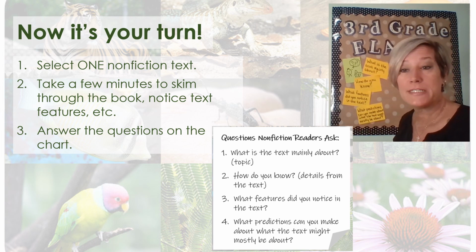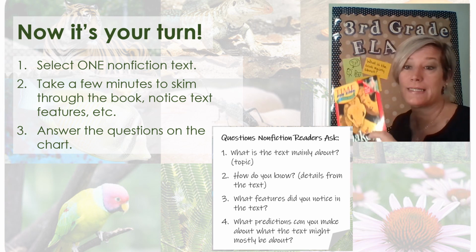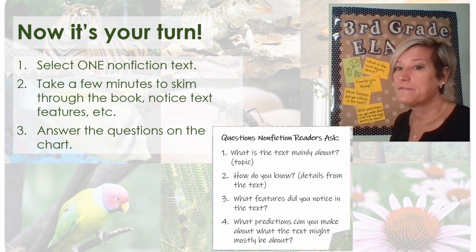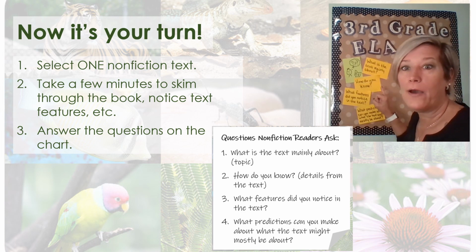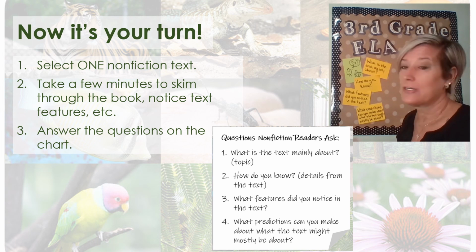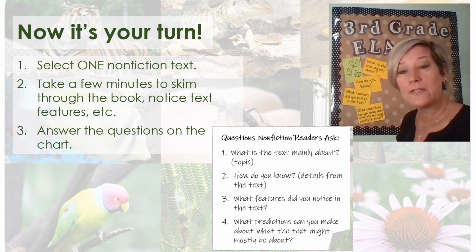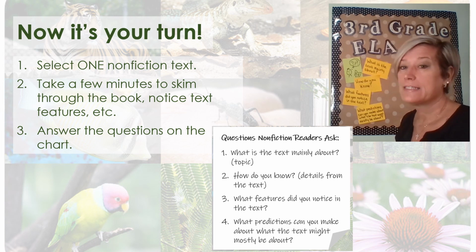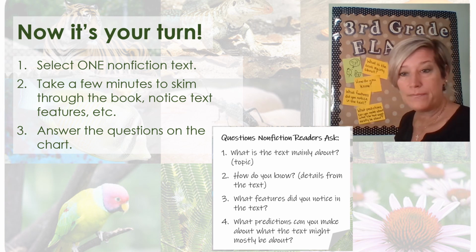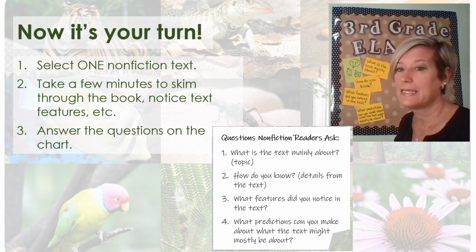And that's probably going to just be 1 or 2 words based on the topic of the text. So mine was snakes, remember? After you've decided and answered that question, you're going to answer the question, how do you know? And just like I did, the way that I knew was by looking at the details in the text features, what the text said. I saw the word snakes over and over again. On to question 3, you're going to talk about what features you noticed in the text.